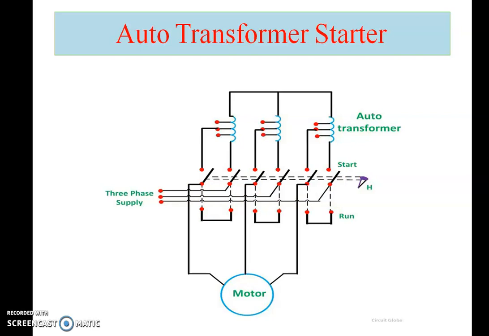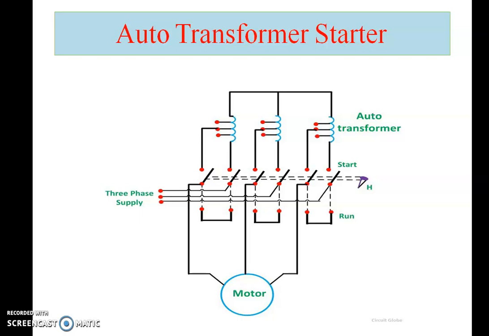Now what will happen, how will it reduce the current? During the starting conditions, because of the tappings of the transformer, as we saw in this particular structure, the tappings come into the picture, and due to the tappings the supply voltage which is going to be applied to the stator goes on reducing. Because of the reduction in the supply voltage, the input current, that is the supply current, is also going to reduce. Due to the tappings the supply voltage is going to reduce, and this will reduce the starting current.